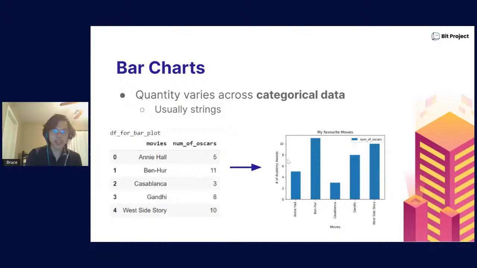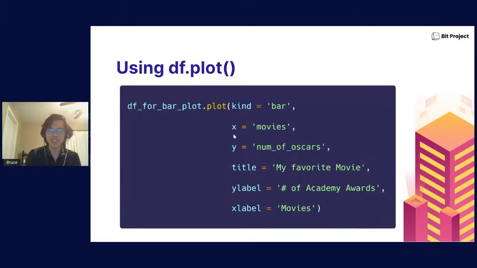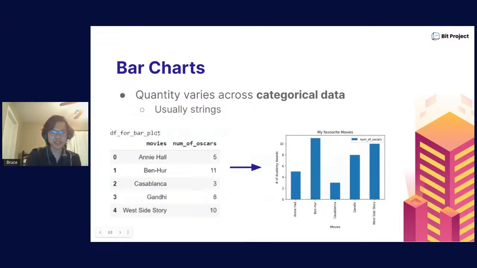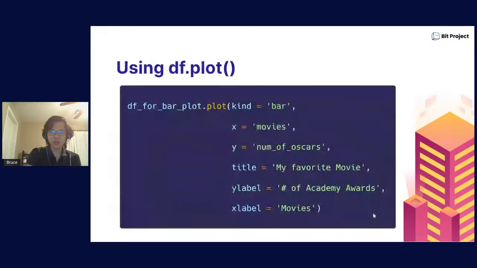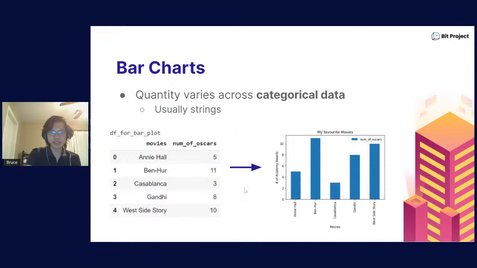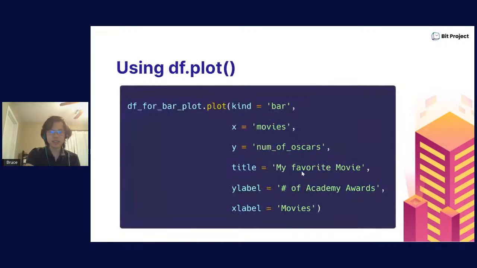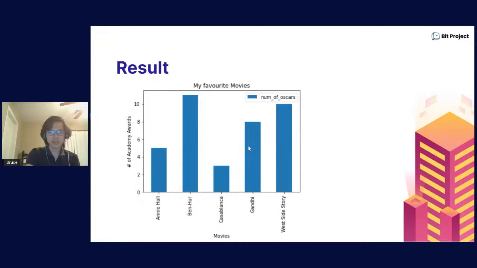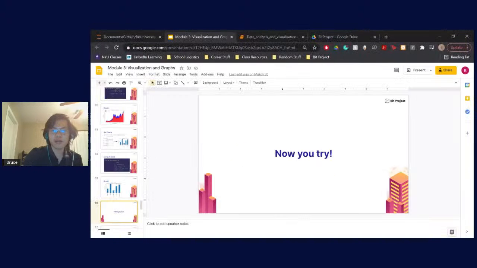So we're actually going to be looking at this data frame for the bar plot. So df for bar plot, we're no longer looking at the stock market. So kind is equal to bar, fair enough. X is equal to movies, the name of the movies, so the x-axis is the name of the movies. Makes sense. The y-axis is the column number of Oscars. We're plotting the number of Oscars against the name of the movie. Title, x label, y label. Sure. This gives you that. Now you try. Yeah, let's try.